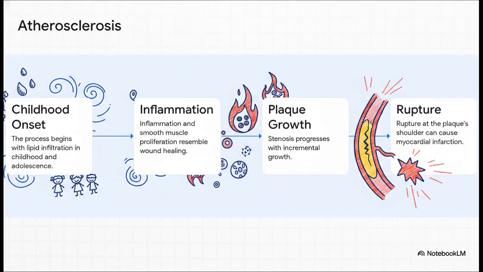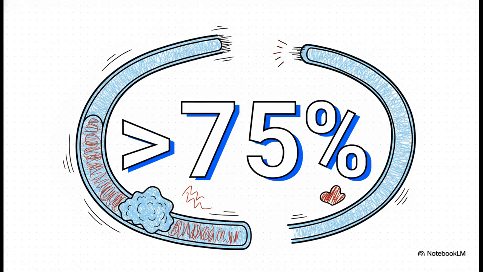So atherosclerosis, this isn't something that happens overnight. It's a long, slow, smoldering disease that actually starts when we're kids. It's this whole process of lipids getting in, the body launching an inflammatory attack, and smooth muscle growing to form a plaque. The really bad day, the heart attack, happens when that plaque finally ruptures and a clot forms right on top of it.